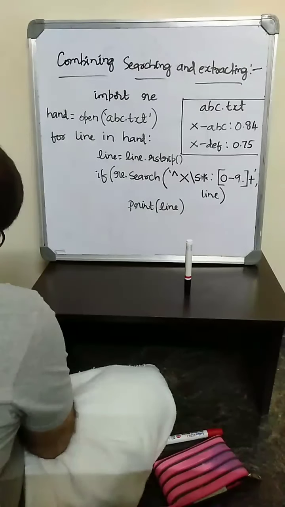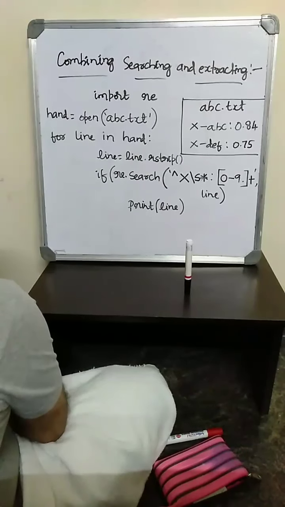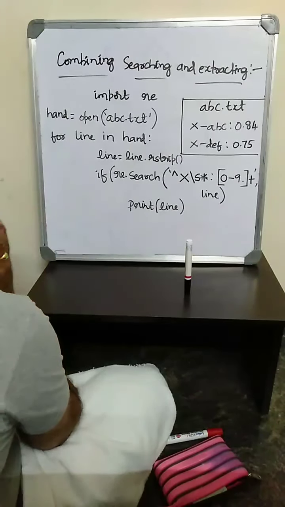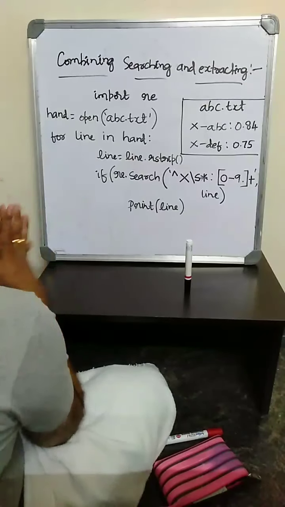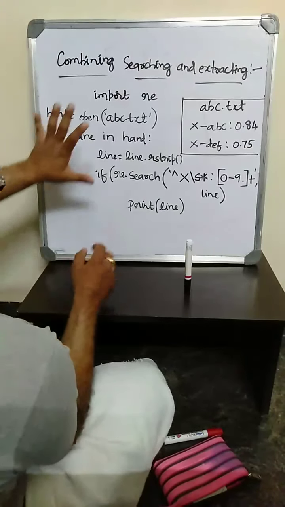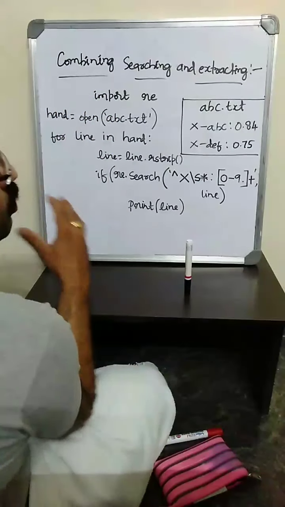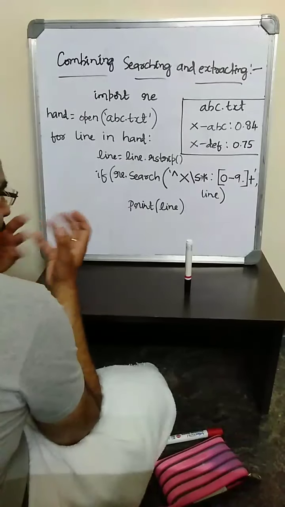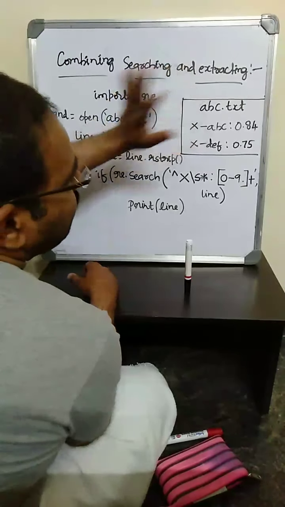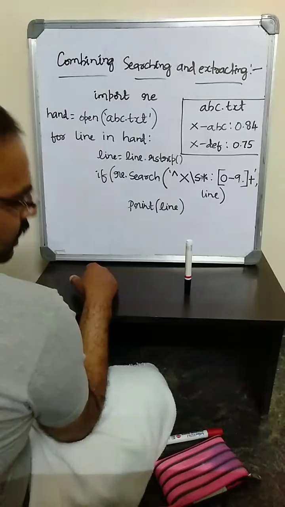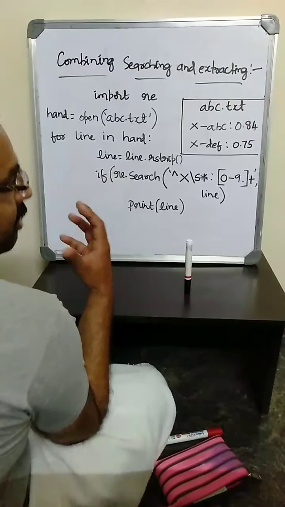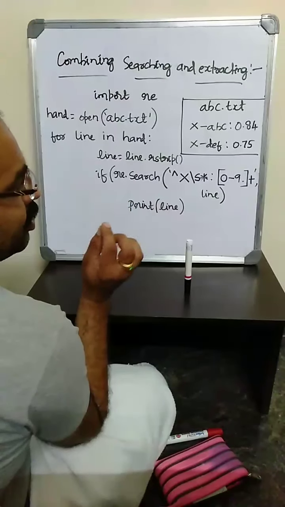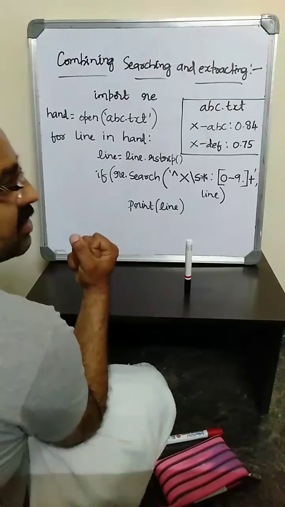So here you may perform any sort of activity. So this is combining, searching and extracting. In this program, what we have intended to extract is this: there is a file, abc.txt, which has some information. So x abc colon 0.84, that needs to be extracted.